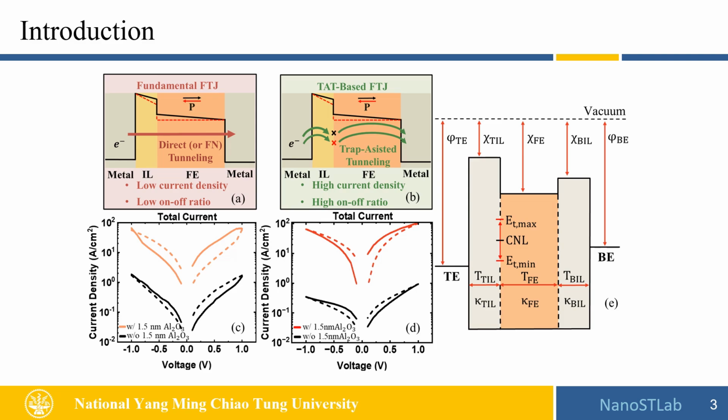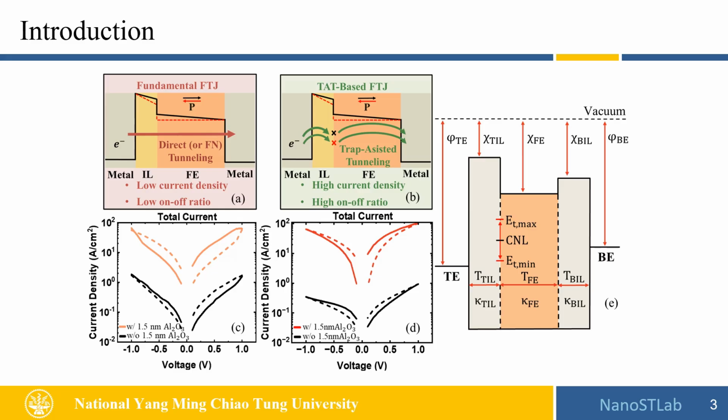And in this work, we propose a novel kind of FTJ, which is the TAT-based FTJ. We believe that by appropriately modulating the traps in the FTJ, we can achieve higher current density and also a higher on/off ratio compared to the fundamental FTJ.